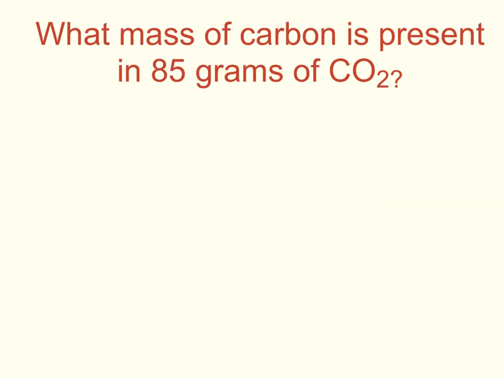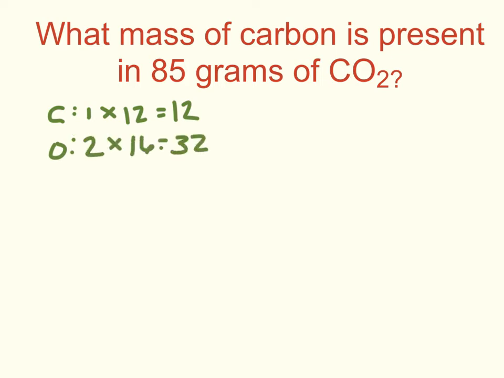We can use our percent composition to solve problems to find out how many grams of an element are present in a compound. For example, what mass of carbon is present in 85 grams of carbon dioxide? We start by finding the molar mass of carbon dioxide. There's 1 carbon, 1 times 12 equals 12, and there are 2 oxygens, 2 times 16 equals 32. When I add these together, I get a total of 44.